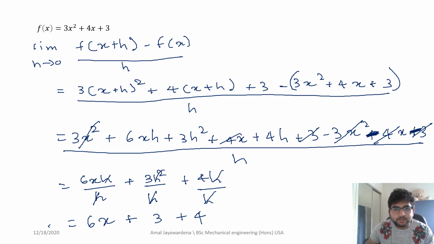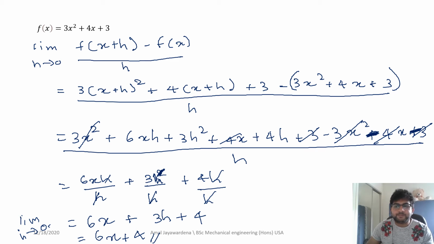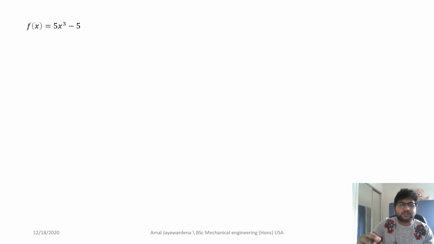Right? Plus 3h plus 4. Right? Because this h is just going to cancel one h, so we have 3h. So when the limit as h goes to 0, what are we going to end up having? There's no h here, so 6x. 3 times 0 is 0, plus, there's no h in the plus 4, so the answer is 6x plus 4. Let's go to a different question.